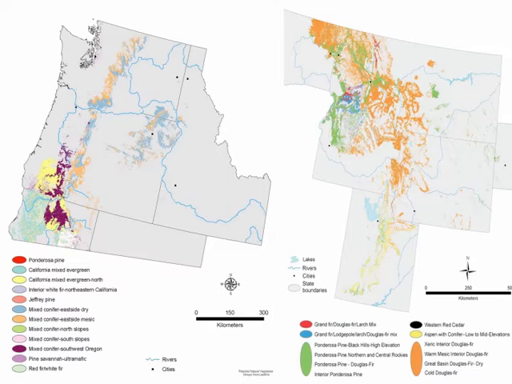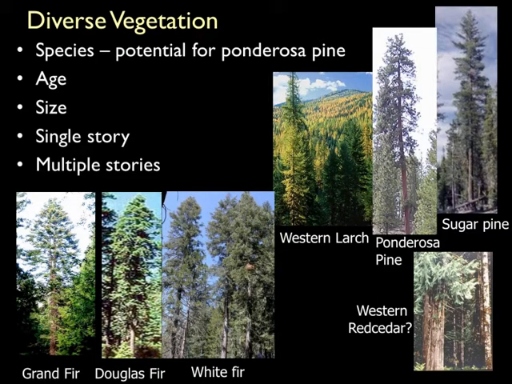What we found is that there's lots of diverse vegetation. These things are very, very diverse. They have a combination of different species. In some places, we can have up to 5 or 6 different tree species on a particular site. There was a lot of diversity in ages, sizes, single-story, multi-story. And we had a full mix everywhere, depending on where you were within the synthesis area.